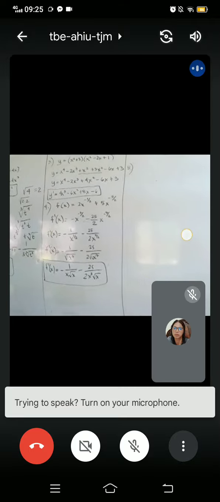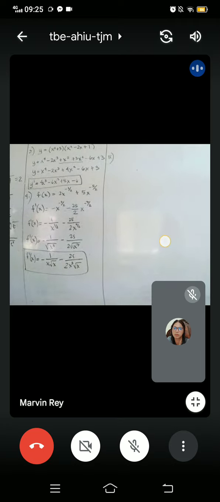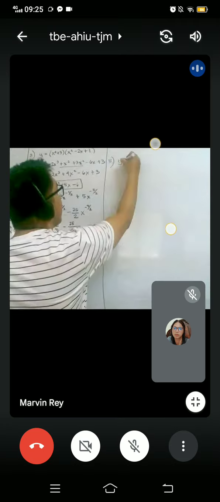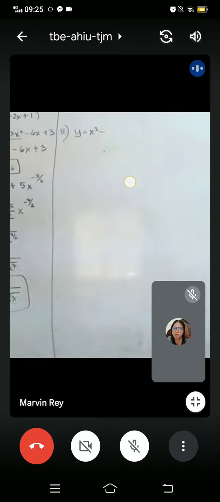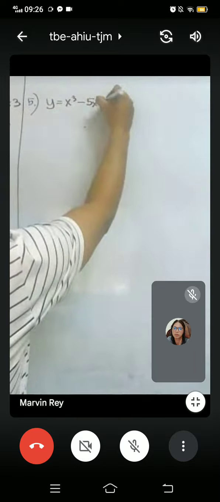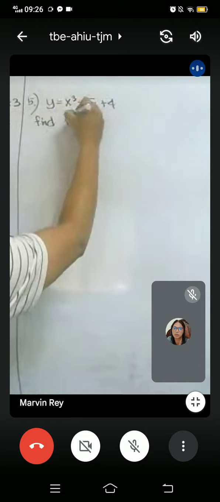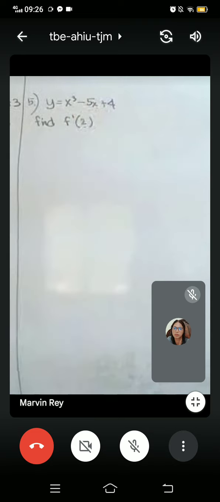So, number 5. So kani yung number 5, na pwede wala nakasolve, grabe. So y is equal to x cubed minus 5x plus 4. Find f prime of 2. Okay? So how will you solve this one? So number 5 ready na kayo na. Diretso na ninyo i-differentiate. So differentiate.